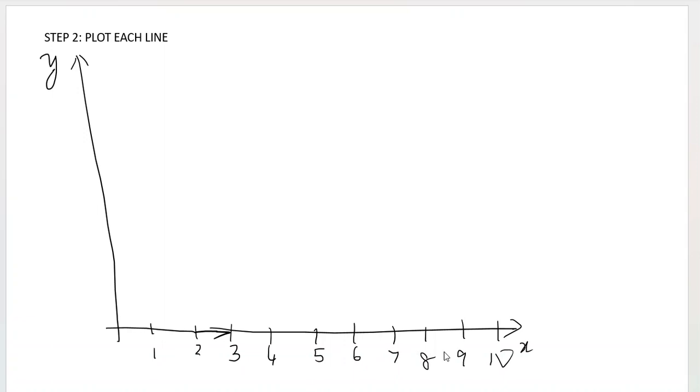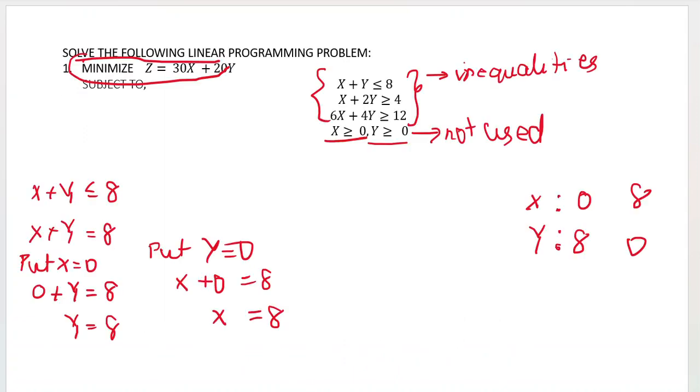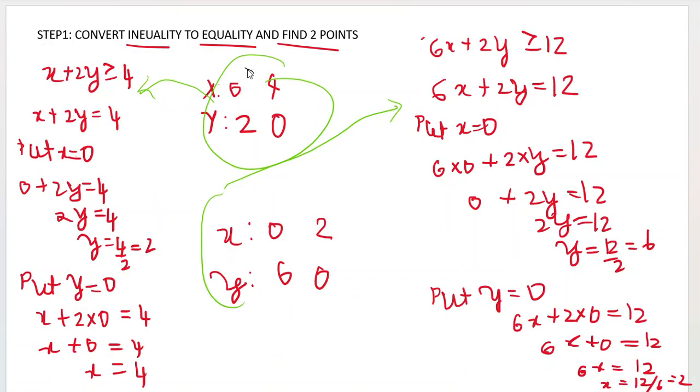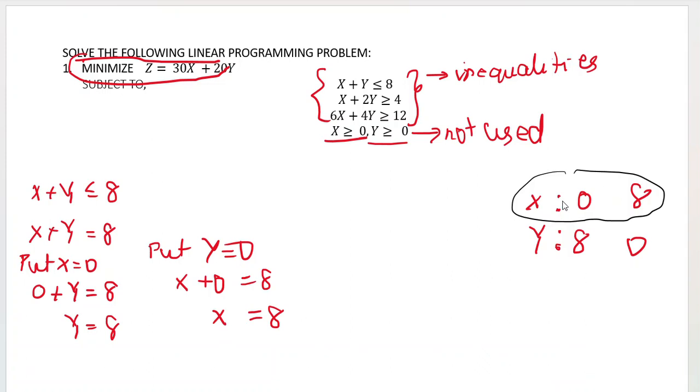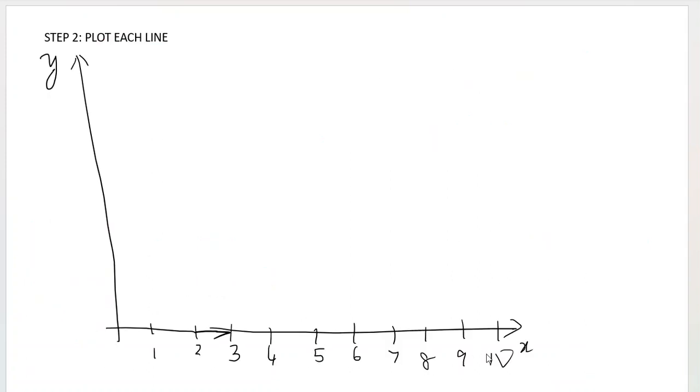See, we look at these x values. If you observe the x values over here, take 0, 8, here 0, 4, and here 0, 2. So the highest value that x can take is 8, which is why we plot up to at least 10.